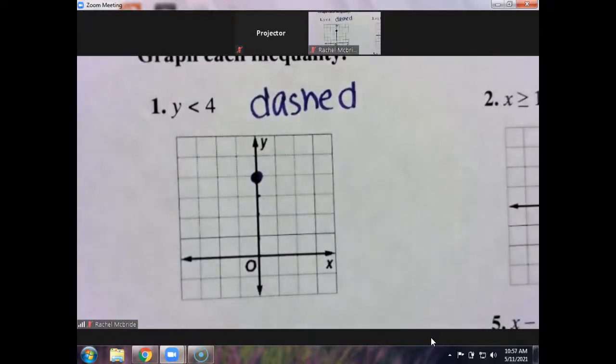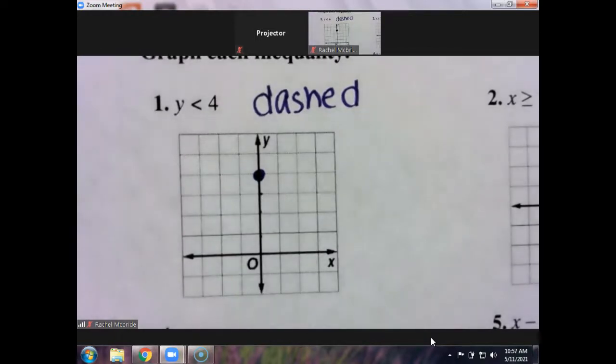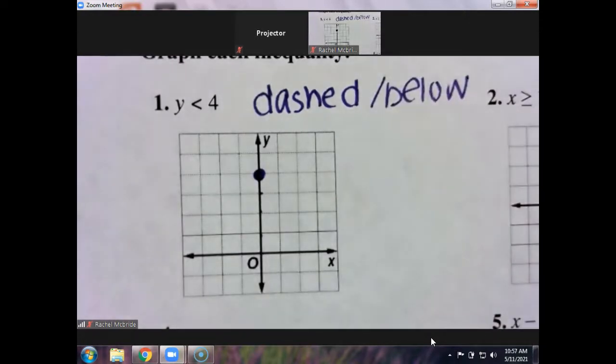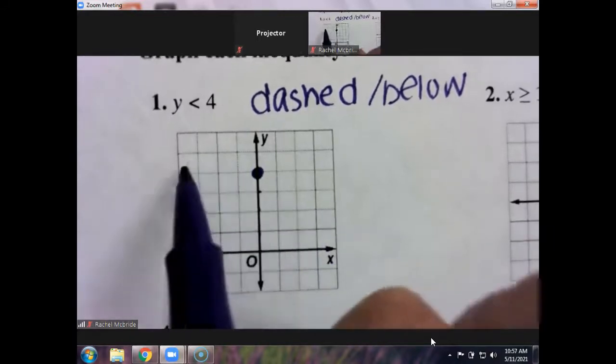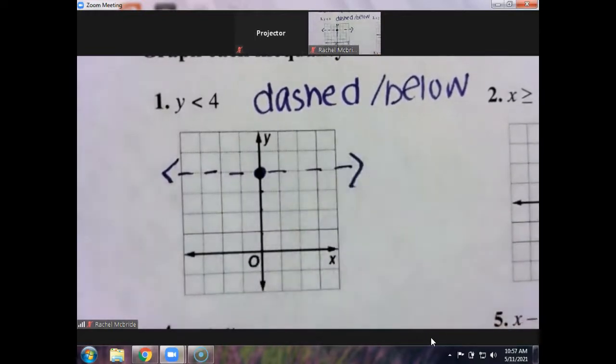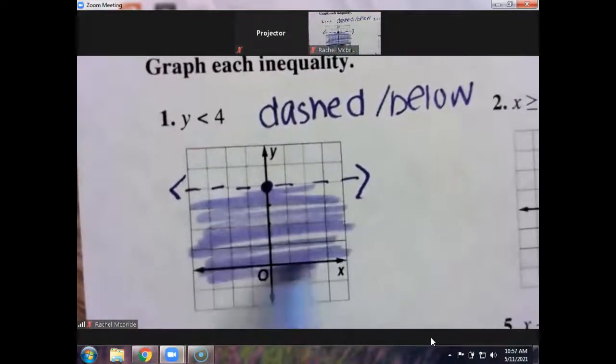So my line is dashed. Is my line shaded above or below? Abby? Excellent. This line is special. What's the slope of this line? Oh, okay, Abby. Yeah, it's 0. So I'm going to have a dashed line that's straight across because my slope is 0. And we're going to shade below.